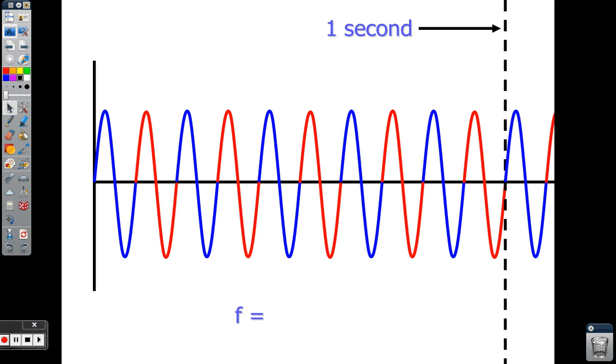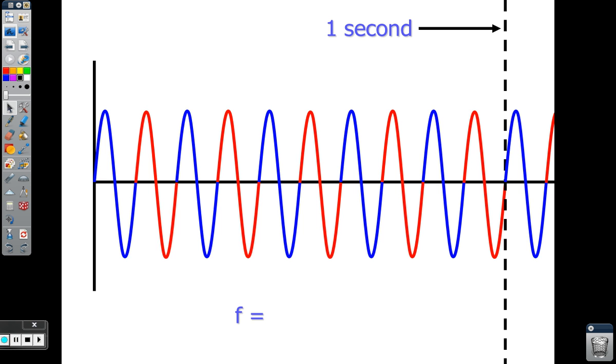I made them different colors so you can see each wave. That's one wave, 2, 3, 4, 5, 6, 7, 8, 9, 10. That means that there are going to be how many crests? 10. How many troughs? 10. That equals 20 divided by 2 equals 10 hertz. Okay?